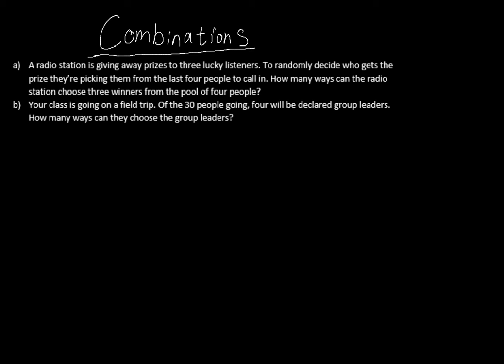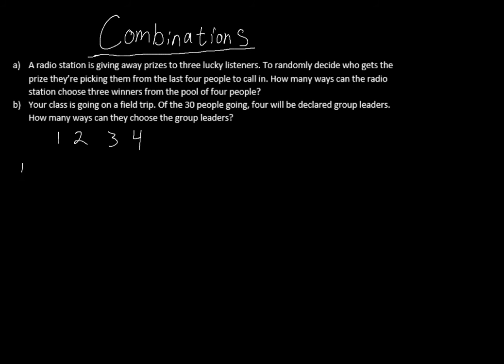A radio station's giving away prizes to 3 listeners, so we've got 3 winners. To randomly decide who gets the prize, they're picking them from the last 4 people to call in. So how many different ways can the radio station choose the 3 winners? So we have 4 possible winners. Let's go ahead and do the long way first and see if we can turn it into a short way.